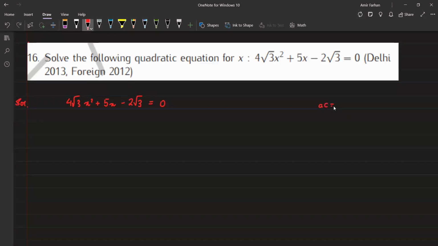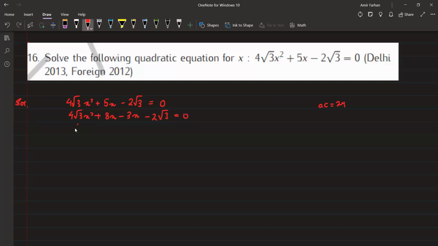So a into c is equal to 24. So you have to split the 24 in such a manner that multiplying you should get 24 and adding or subtracting you should get the middle term, that is 5. ठीक है, so simple दिख रहा है. 8 3 is 24 है, तो 8 में से 3 subtract करेंगे, you will get 5. Yes or no? Yes, sir. So 4 root 3 x square plus 8x, because 5x is positive, minus 3x minus 2 root 3 is equal to 0.